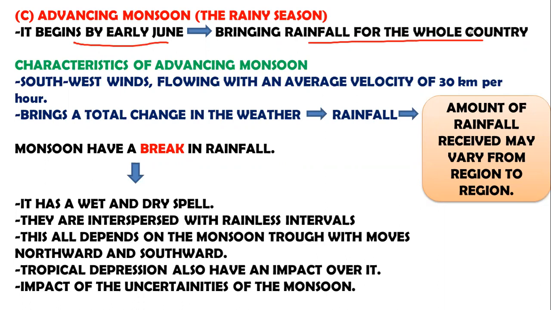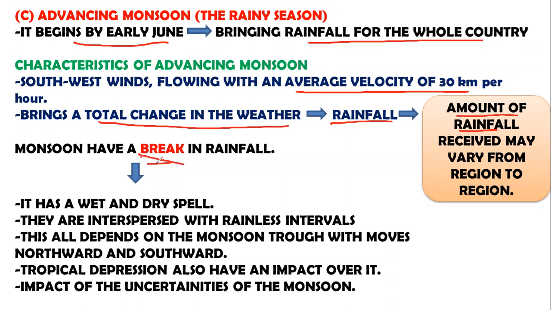What are the characteristics? These winds flow with an average velocity of 30 km per hour and bring a total change in the weather. How? Earlier we were experiencing the summer season, hot weather, and after that there is a sudden moderation in the temperature. Why? Because these winds cause rainfall. And an important point is, this amount of rainfall is not equal throughout the Indian peninsula. It varies from region to region, and we have already seen why there is variation in rainfall.